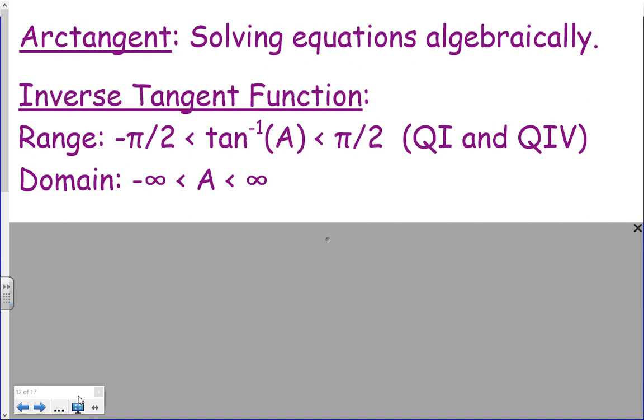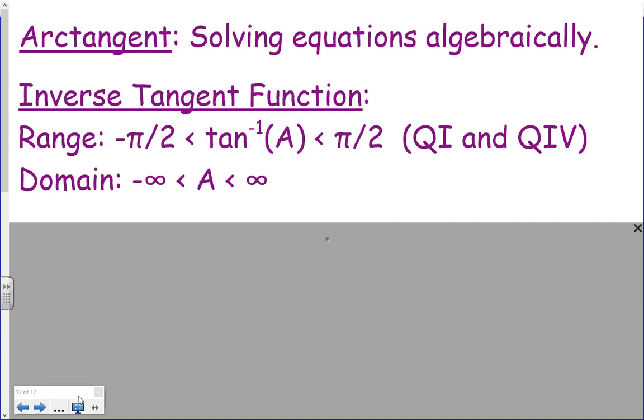That corresponds to quadrants 1 and 4, just like we saw with sine inverse. The range is all real numbers, from negative infinity to positive infinity. And again, the reason for that is we've taken the original tangent function and we've restricted its domain from negative pi over 2 to positive pi over 2. That's 2 vertical asymptotes. And the function stretches all the way from negative infinity to positive infinity in that particular domain.